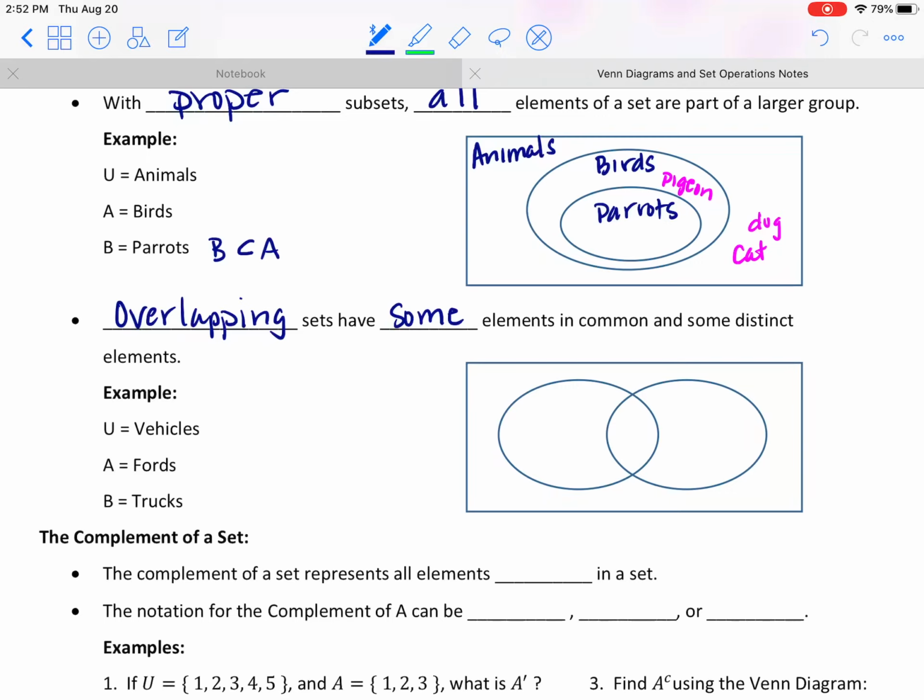So this time our universal set represents all of the vehicles in the world. So put all vehicles in the box. And some of those vehicles could be Fords, and some of those vehicles could be trucks. And hopefully you see how those could overlap. So over here we have Fords, and over here we have trucks. Okay, these two sets have some overlap.